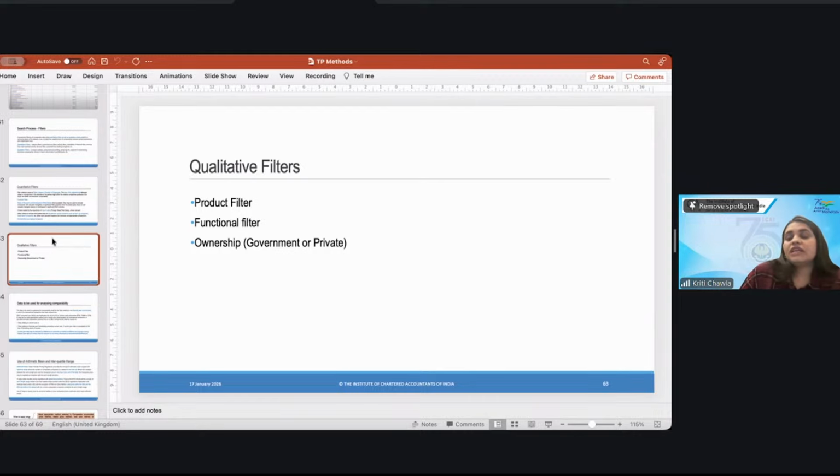Now these 50 companies could also belong to the automobile sector, but are they a manufacturer, or are they a distributor? If they are a distributor, we would like to reject them. If they are a manufacturer, we would like to accept them. Why? Because our taxpayer is a manufacturer. So these are the kind of product filters and functional filters that we actually make at this level.